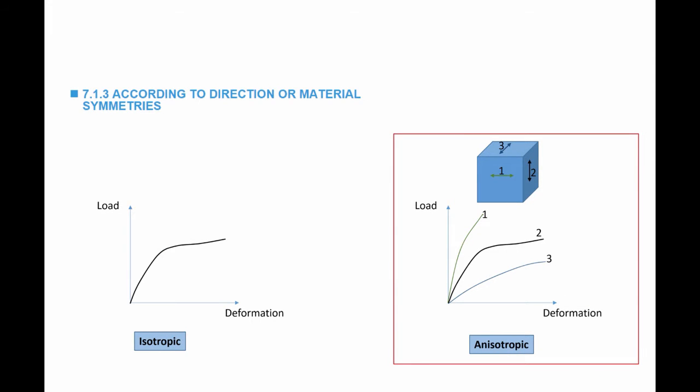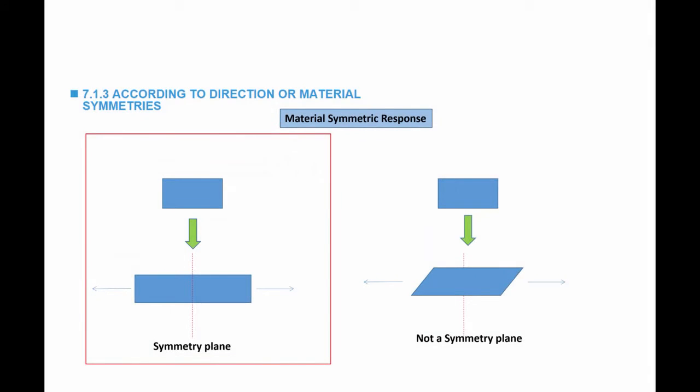If, on the other hand, different directions give me different responses, for example here the specimen in direction 1 gives me this response, direction 2 gives me another response, and direction 3 gives me a different response, then I call it anisotropic material. To further classify the types of anisotropic materials, we need to understand what it means when we say material symmetric response.